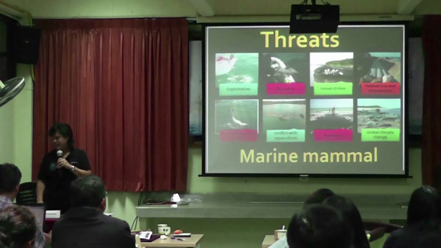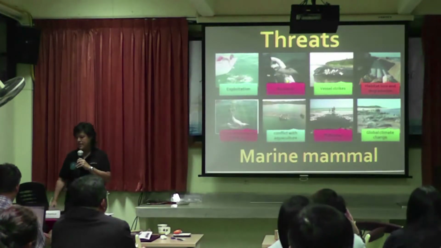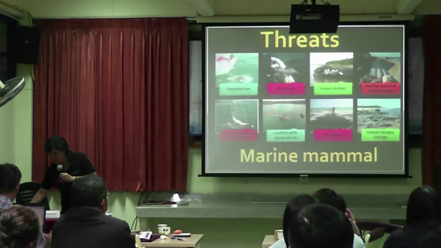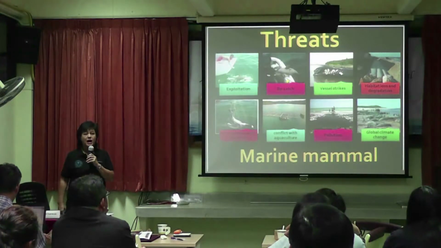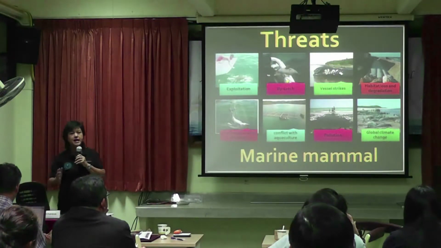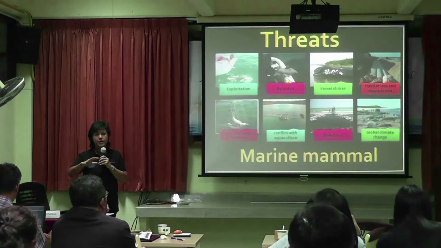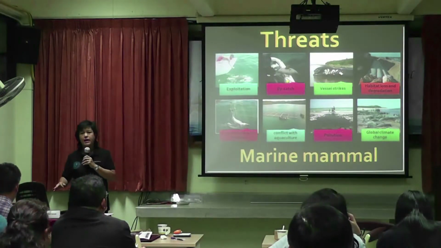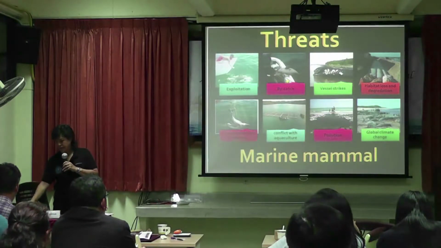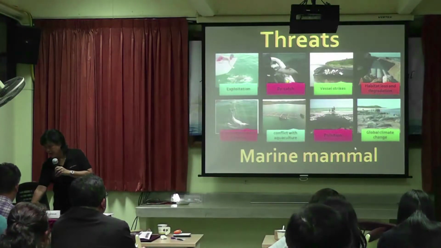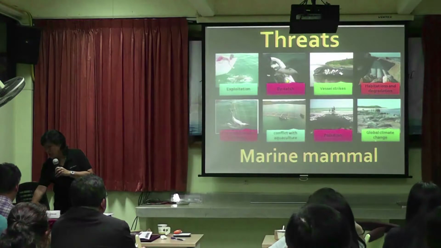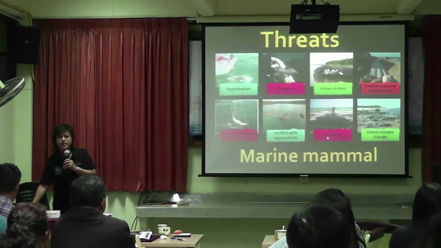We have habitat loss and degradation, and competition with fisheries. This is a very sad picture actually. Conflict with aquaculture, because aquaculture has been taking a lot of space in the near shore, with all these floating cages around, so the animals have been in conflict with them. Pollution and global climate change.